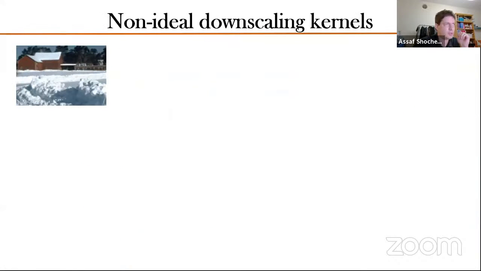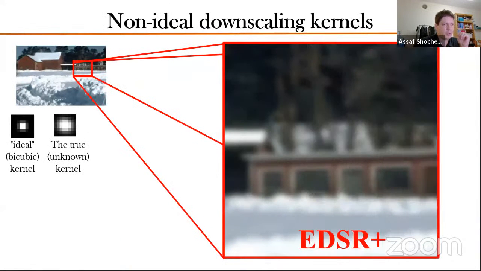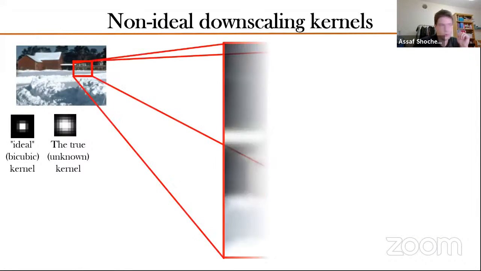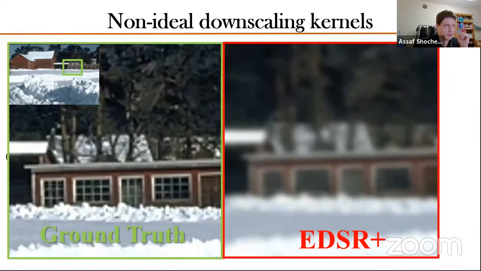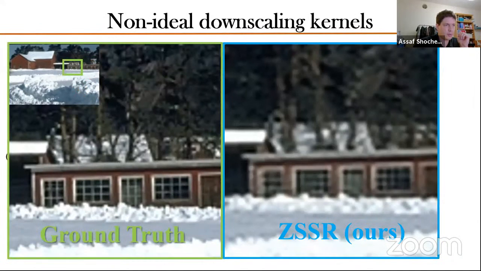I'll go quickly because I see that I spent too much time on this work. Here's another example. You can see these bars in the windows over there. They do exist in the ground truth.